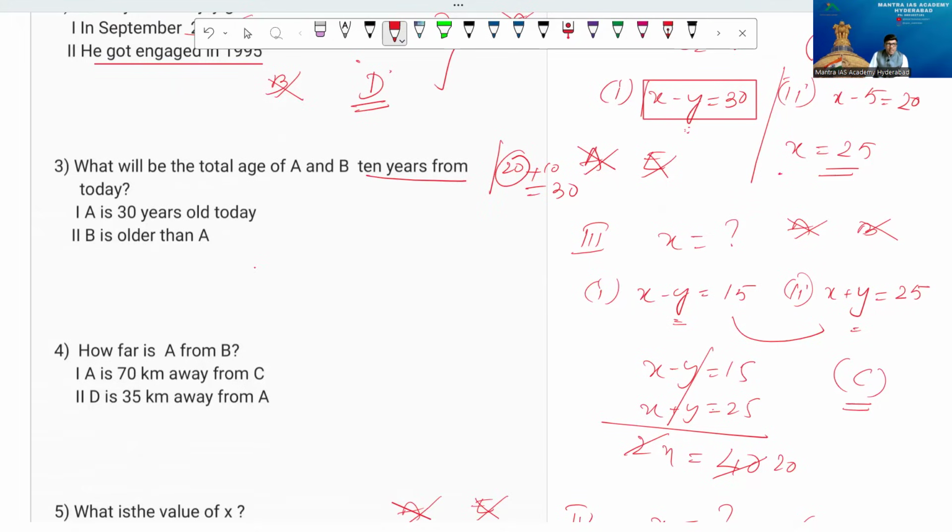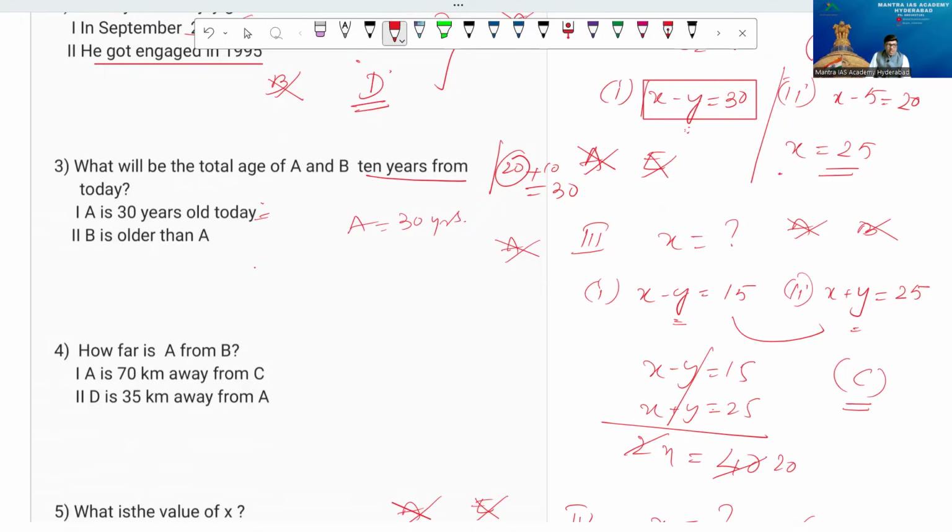So A is 30 years old today. Good, A's age is 30. But I don't know the age of B by using the first statement. So my answer is not A. Because to answer the concerned question, I need full data. In the first statement, it's not there. Only A's information is there. So A is equal to 30 years implies it's not the answer, but our answer is not A.